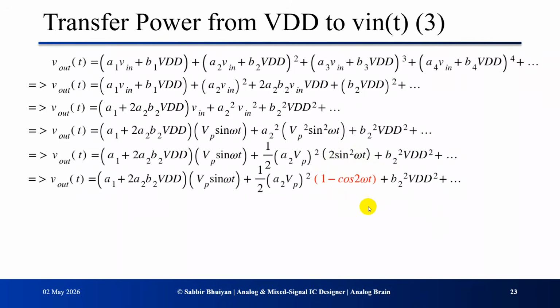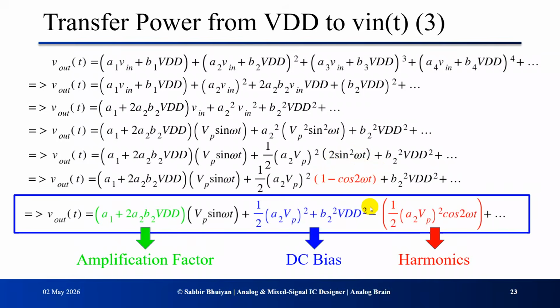So look at what comes out. The DC bias term is a constant, and here is the amplification factor. So now it is proved that a nonlinear system can transfer power from VDD to V in of t. Some constant is multiplied with Vp: (A1 plus 2 A2 B2 VDD) is multiplied with Vp. Vp sin omega t plus half A2 Vp squared, and we got some harmonics, cos 2 omega t.